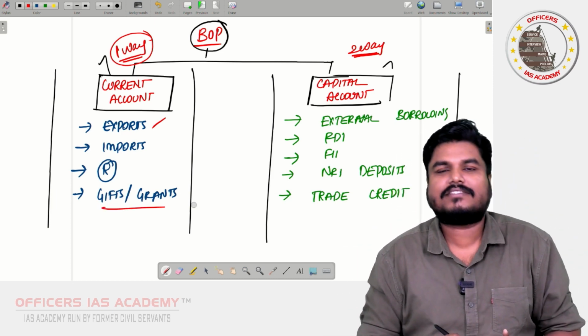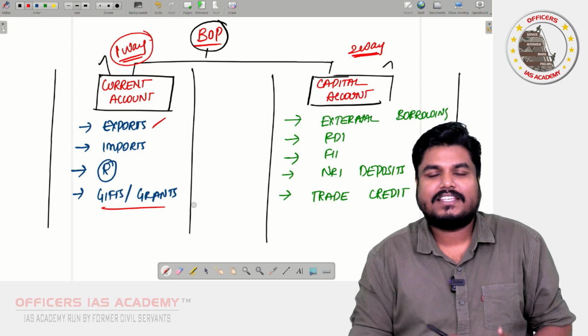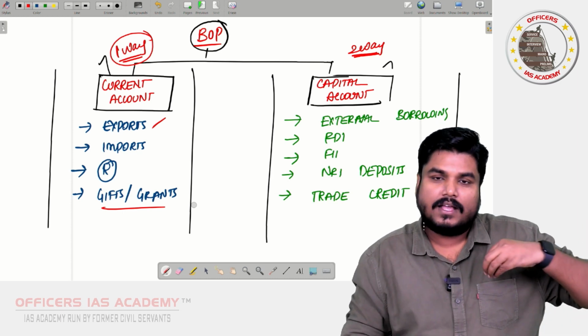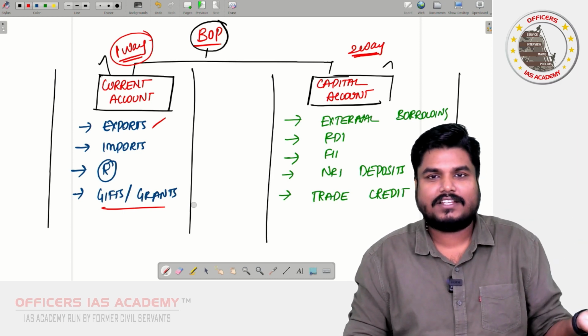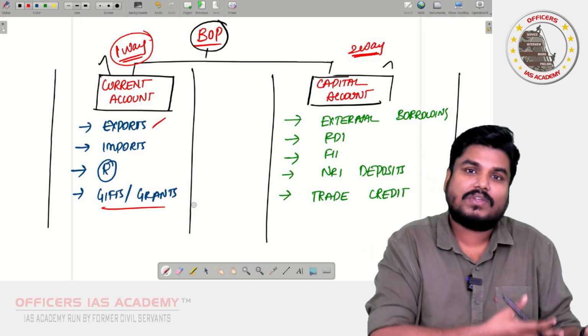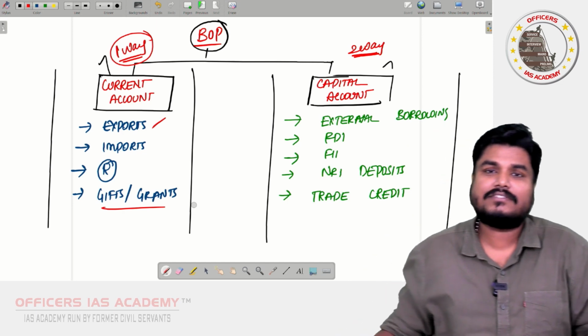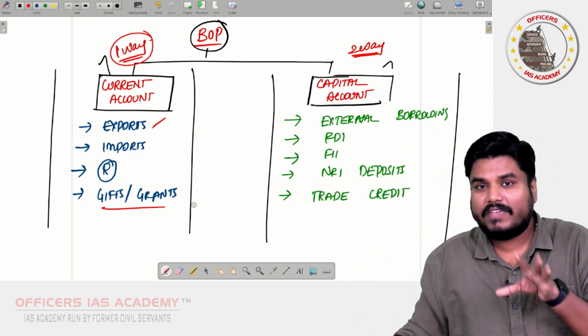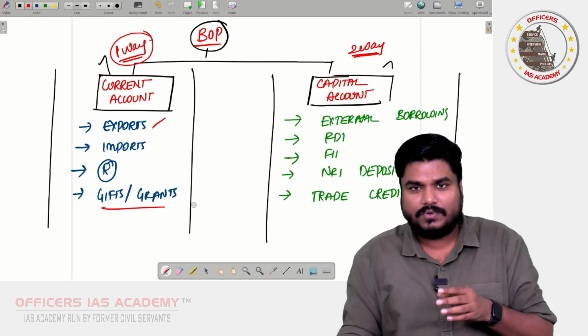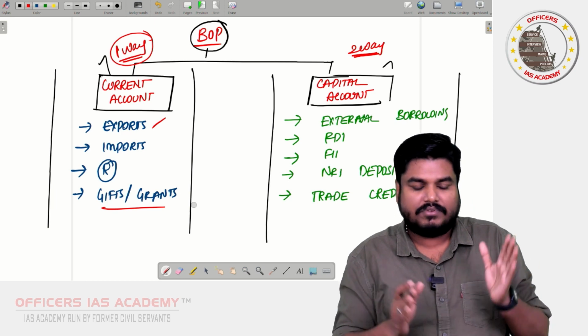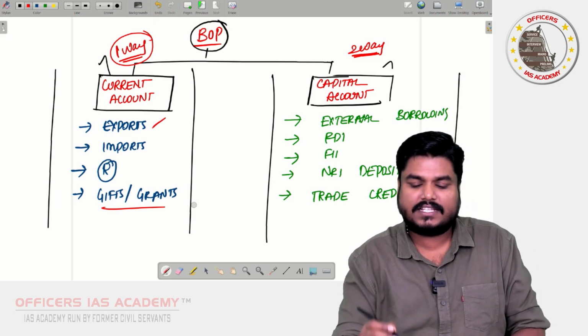Gifts and grants. We give some grants to other countries, or other countries give grants to us. Will we give that back? So these are one-way. All the one-way transactions which we do with the external world, I am putting under the current account. Two-way transaction, external borrowing.